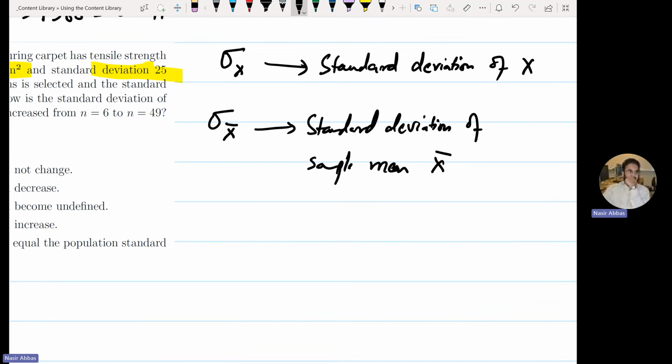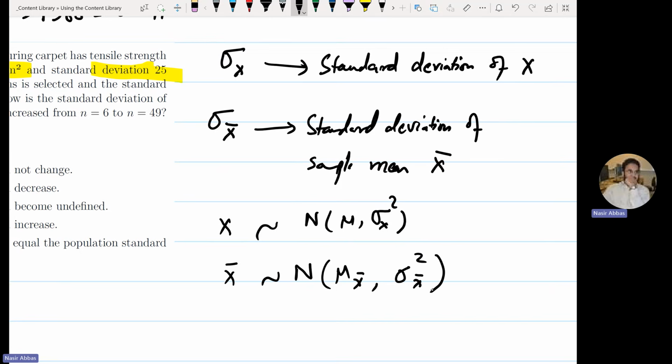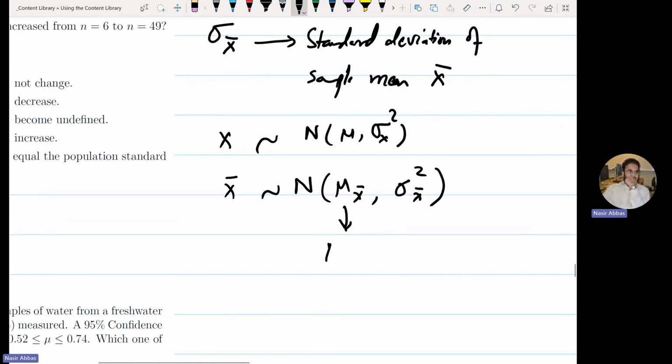And what is the standard deviation of sample mean? Chapter 7. We said if X follows a normal distribution with mean mu and variance sigma square, then what is the distribution of X bar? It will also follow a normal distribution with its own mean and its own variance. What is the mean of X bar? We said it is the same as the mean of X. And what is the variance of X bar? We said it is the variance of X divided by N. Or in case of standard deviation, it will be the standard deviation divided by the square root of N. You remember this equation?